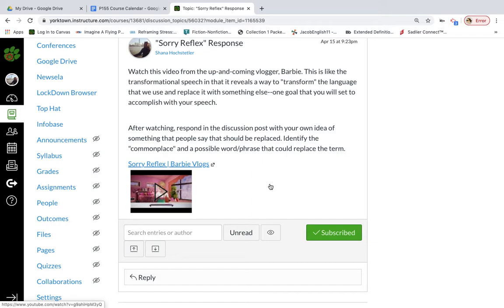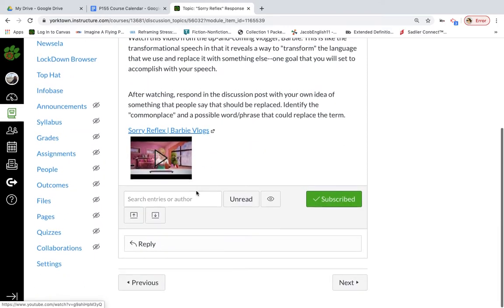That's enough. But if you can think of a possible word or phrase that could replace it, that would be even better. Another way you could approach this, if you can't think of one, is to think of a word that people used to say, that was in the common vernacular, and what it was replaced with, and maybe why. Just identifying one that has already been affected could work. This vlog is short, like 2.5 minutes. So you watch that, and you will respond.